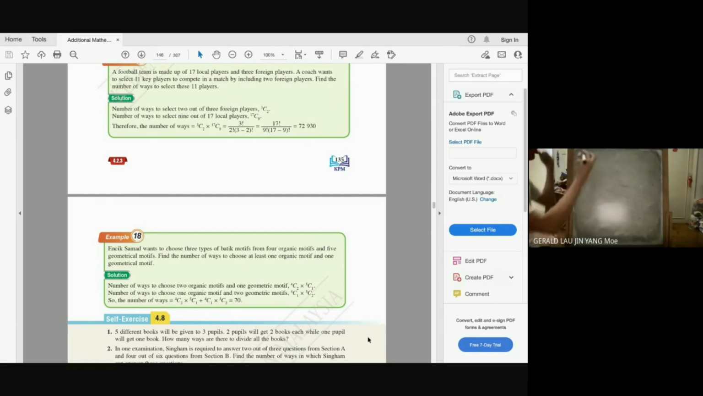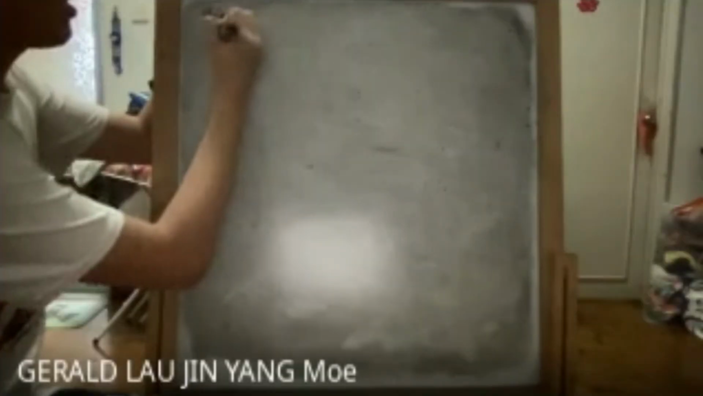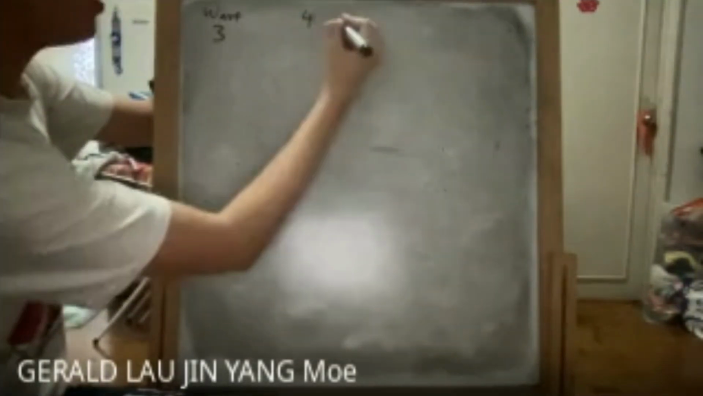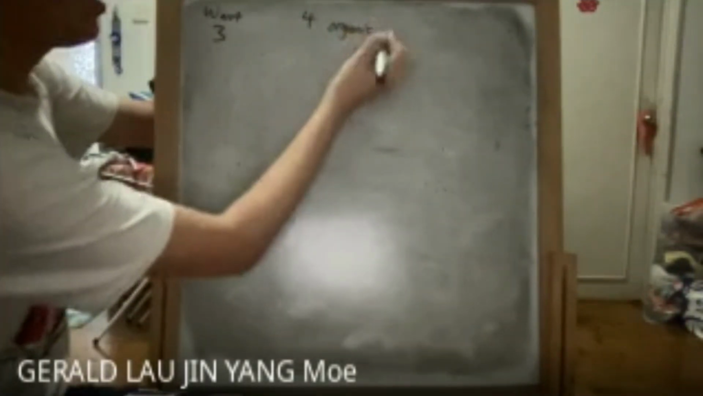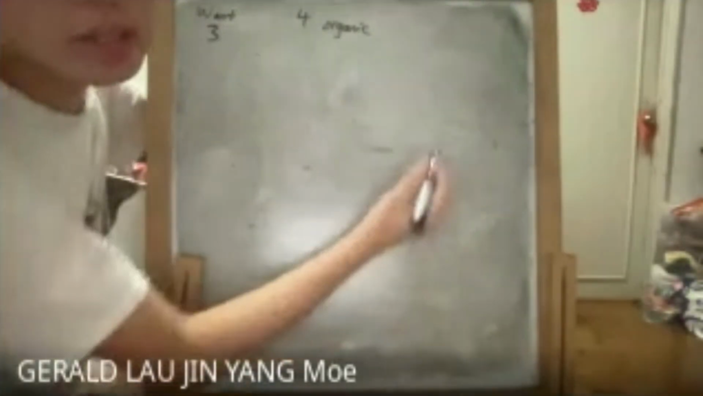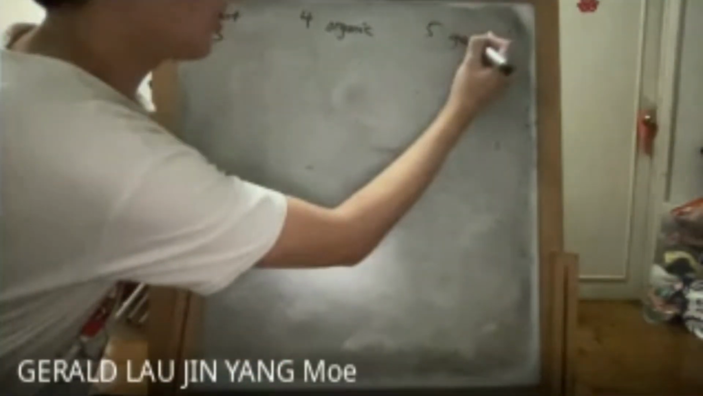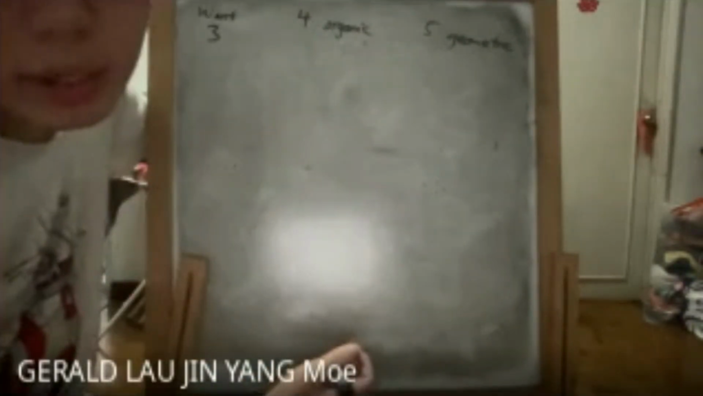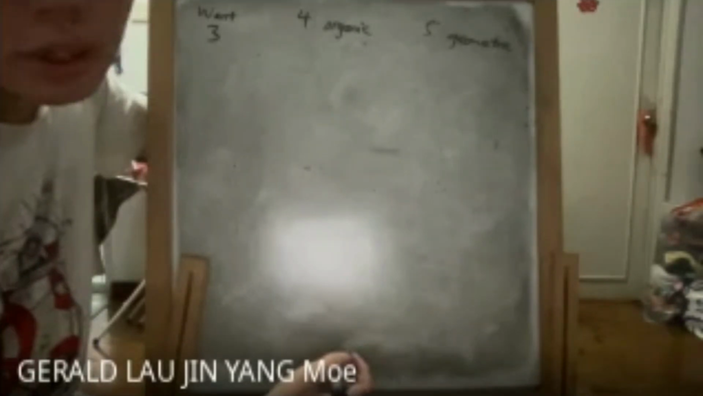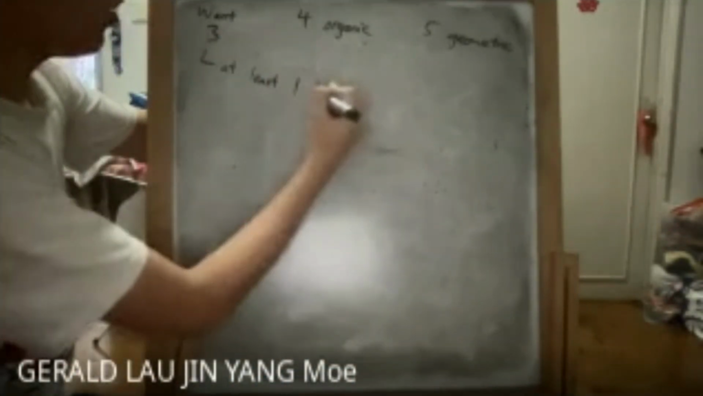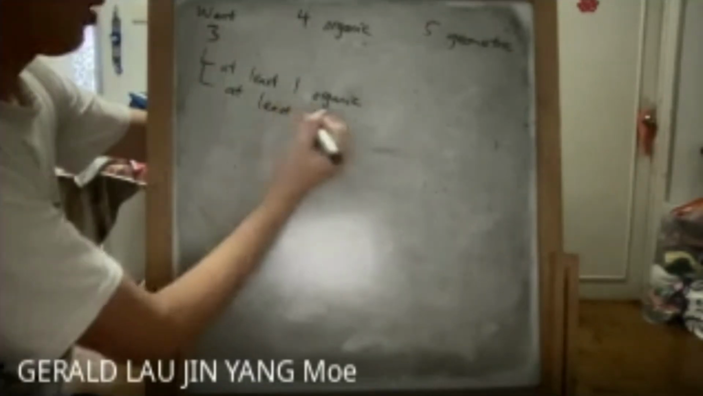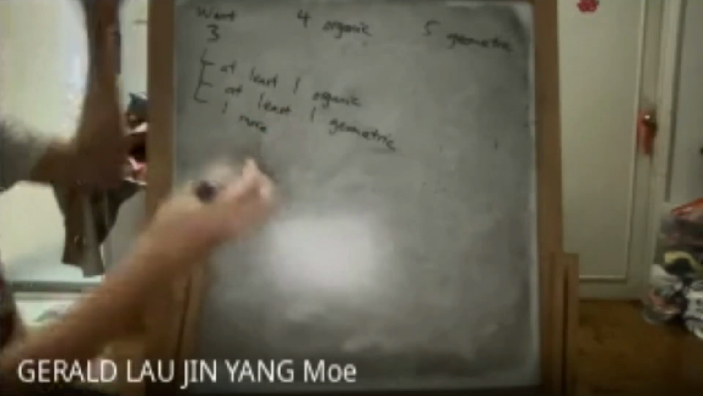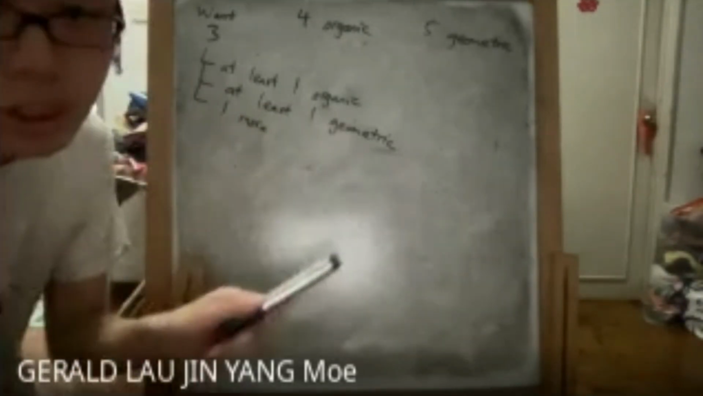So you want to choose 3. Out of, you have organic, you have 4. 4 organic, okay? And then you have 5 geometric. Okay, 5 geometric, you want 3. So your condition is you want at least 1 organic and at least 1 geometric. And then you have 1 more is anything lah. 1 more is anything. Can you understand the situation first?